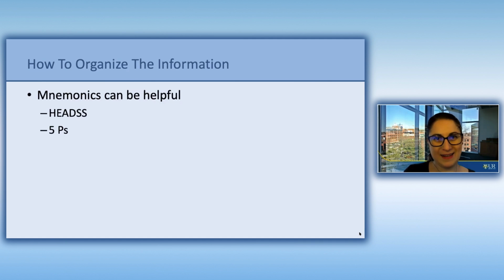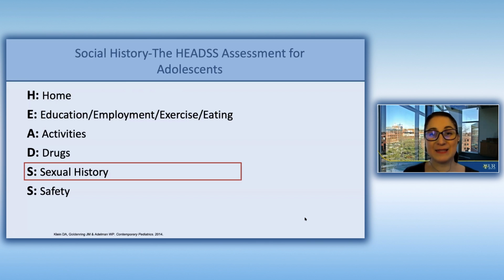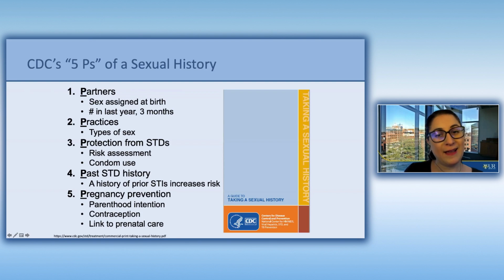Like so many things in your training, if it's anything like mine, mnemonics have been your friend. The HEADS assessment for adolescents, I use this a lot and I use it in combination with the 5 Ps. And so this is really for social history gathering, which you can see there are many components of, and the sexual history is one of them. And the CDC uses the 5 Ps or talks about the 5 Ps.